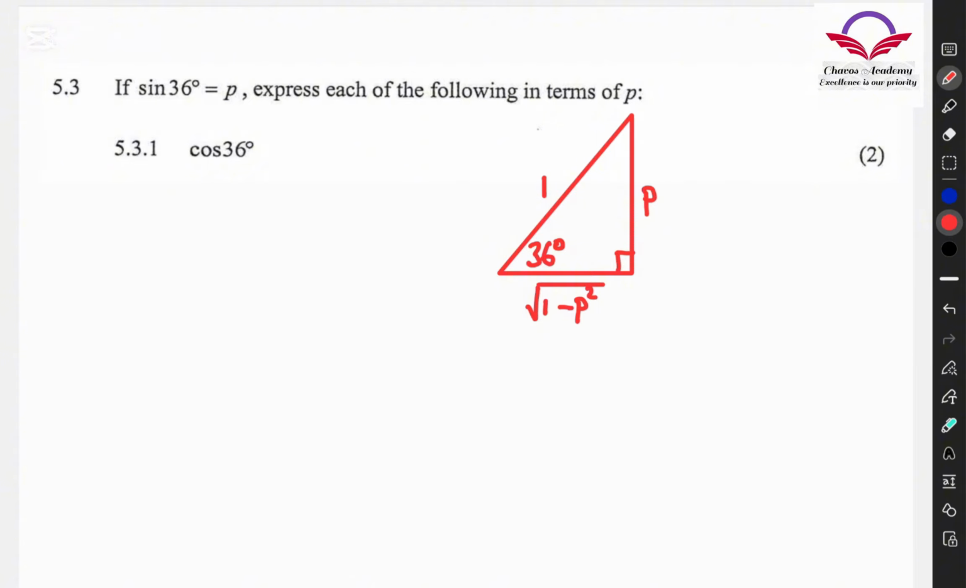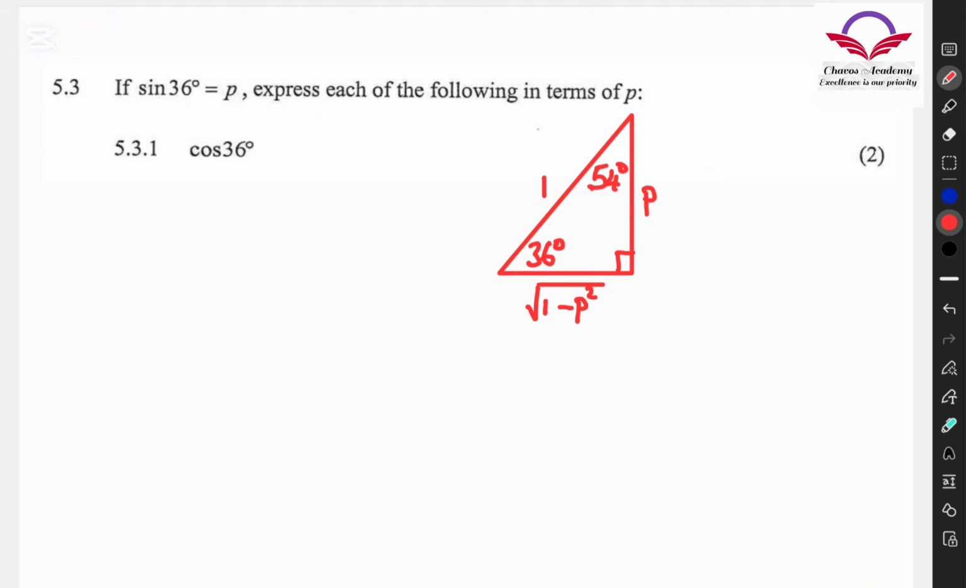So if you have 36 here, you're going to have 54 here, because 54 plus 36, the answer will be 90. You need to make sure you've got a complete right angle triangle there, well represented.